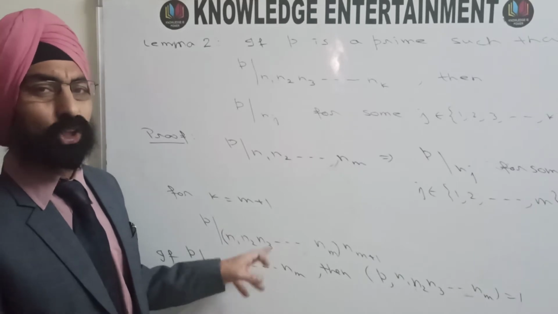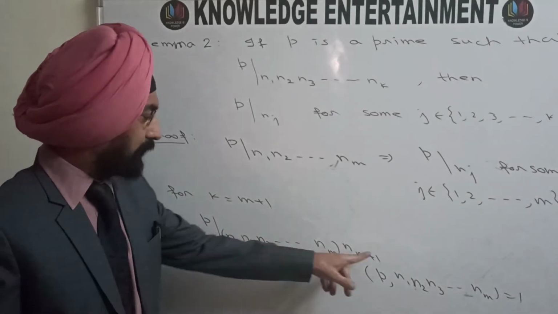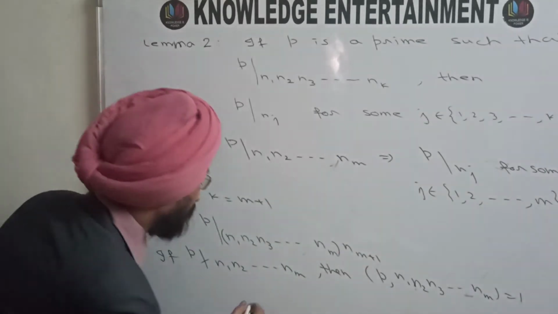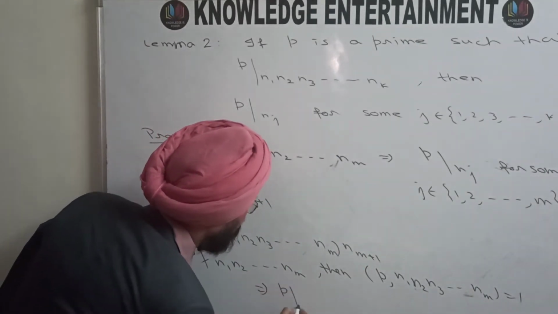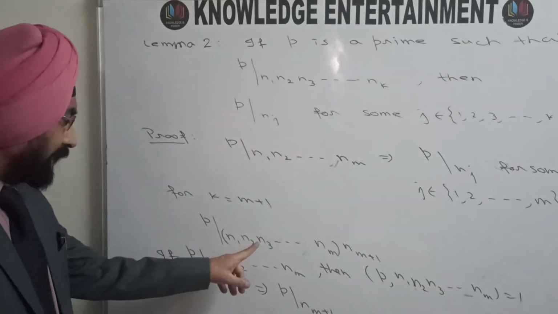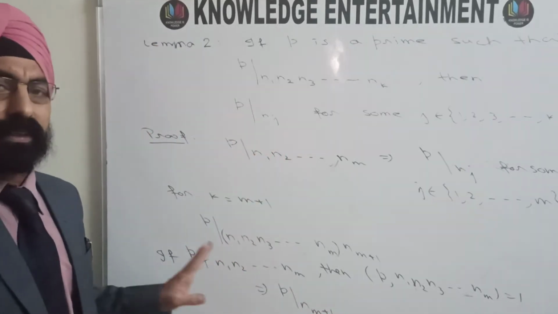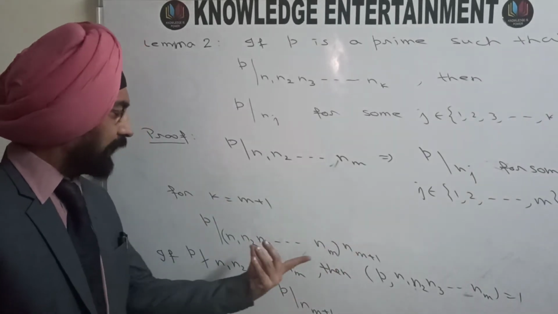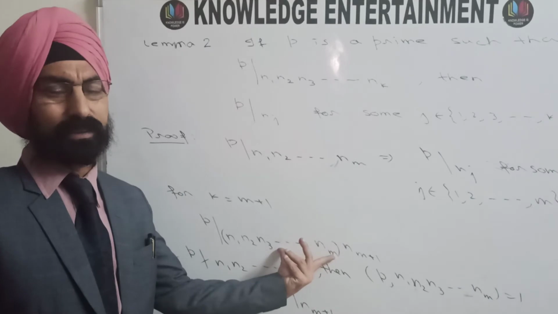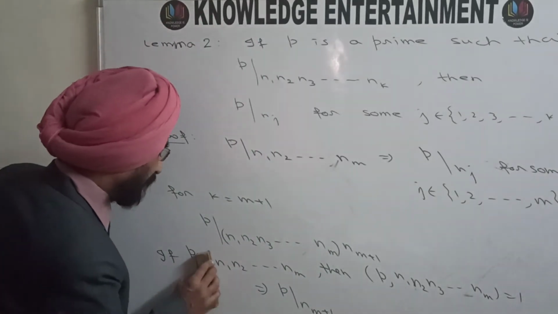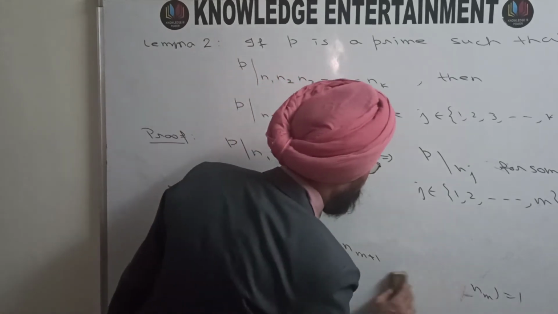Just remind yourself of lemma 1. P divides BC and GCD of P and B is 1. So P must divide C. So in that case your P will divide nm plus 1. If P does not divide this number, then we have proved that P divides nm plus 1. That means one of these numbers. Take the other case. If P divides this number, what will happen?